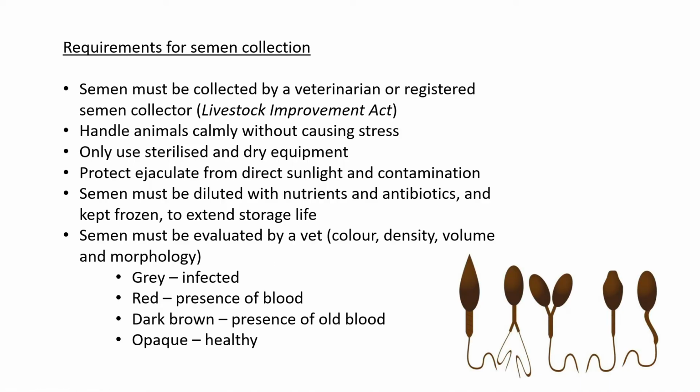Concerning the color of the sperm, usually if it's a gray color, it tells the vet that this ejaculate is infected, so it's not a good one to use. If the color is red, it means there's presence of blood and you also can't use it. If it is dark brown, then there's also presence of blood, but old blood, so the blood has dried out a bit, but again it can't really be used because it's now contaminated with blood.